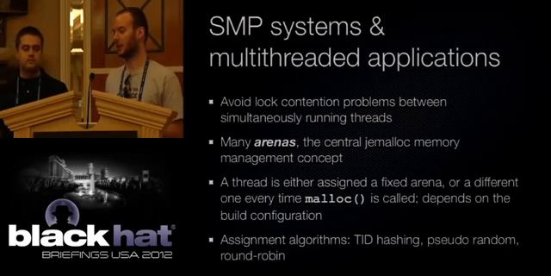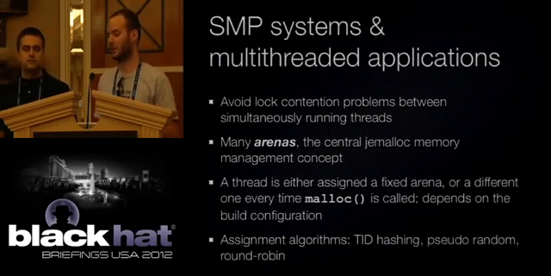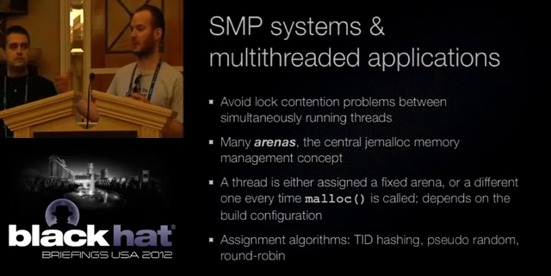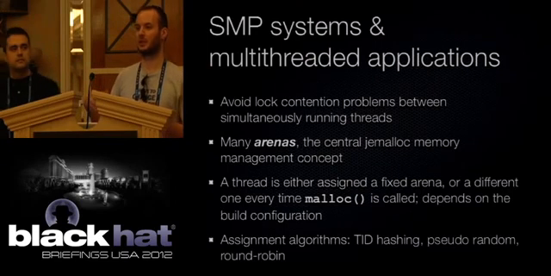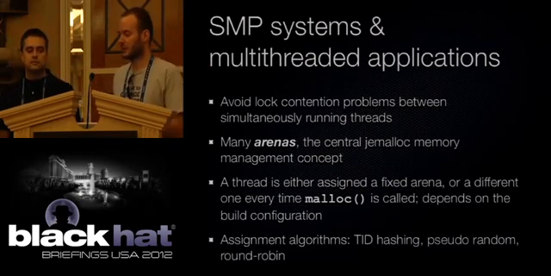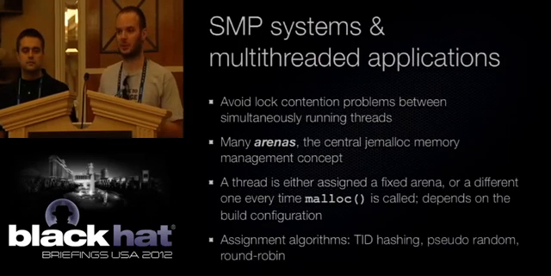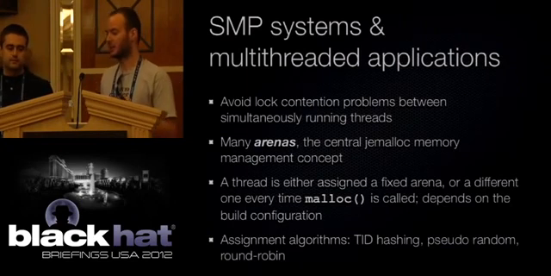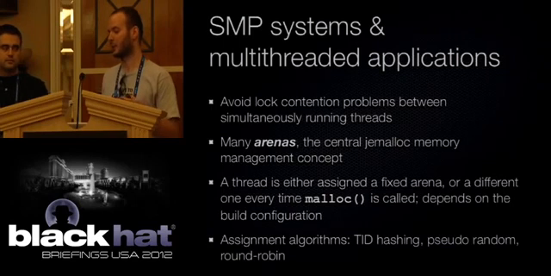To solve this problem, gmalloc initializes a finite set of arenas, and it load balances the malloc requests coming from several threads on this fixed set of arenas. An arena is nothing more than a simple data structure used for bookkeeping information. So, whenever a thread calls malloc, gmalloc assigns either a fixed arena to this thread or a different one every time malloc is called, depending on the build configuration.